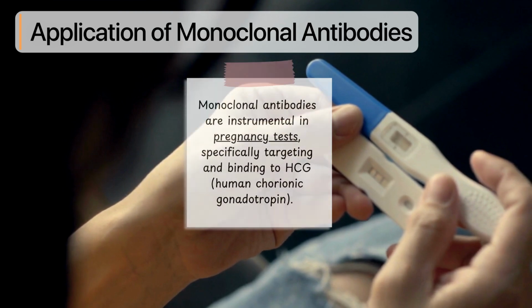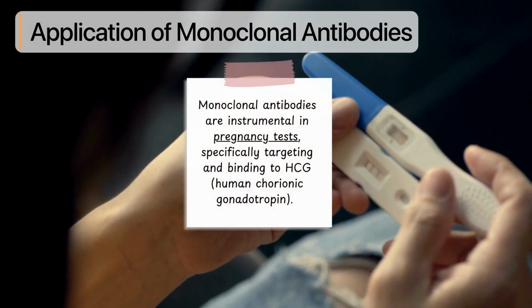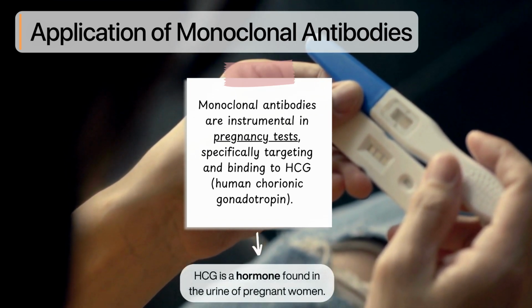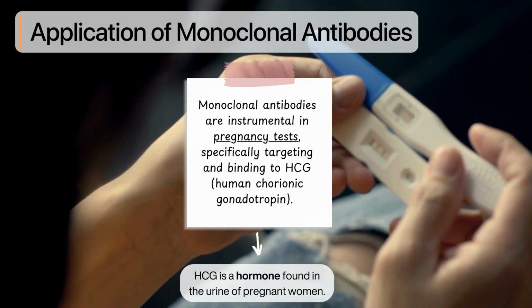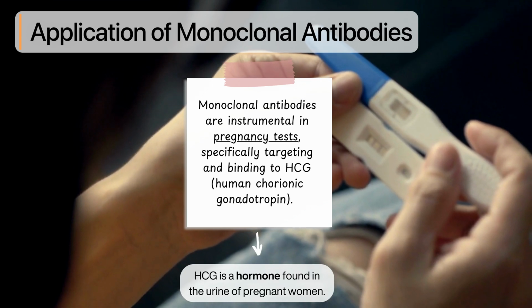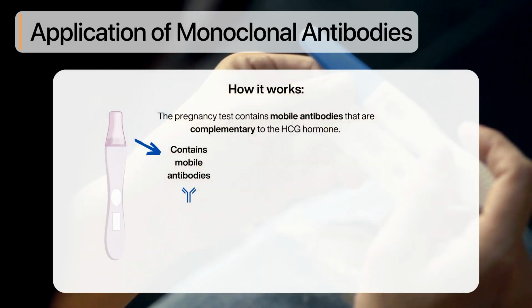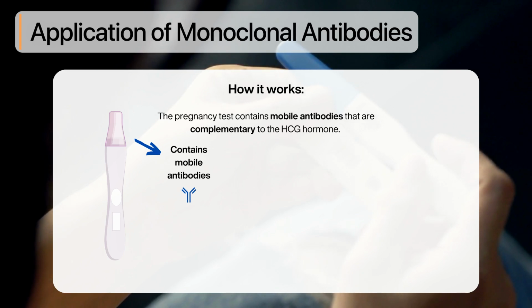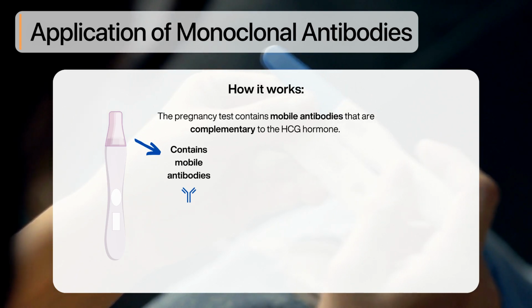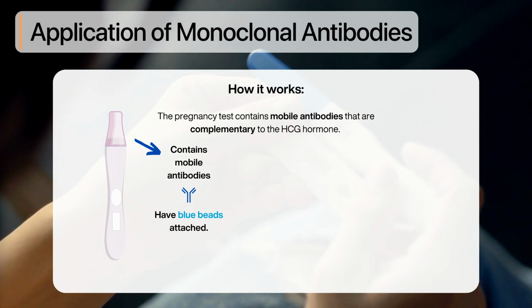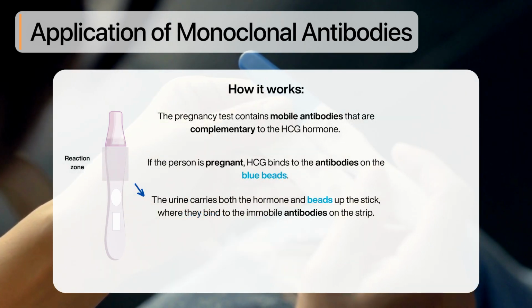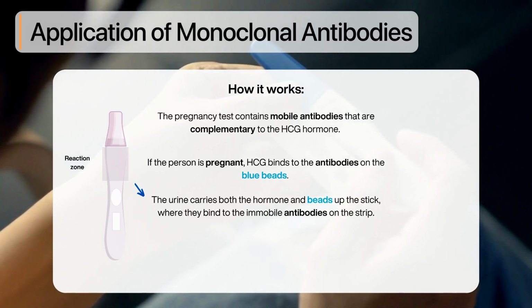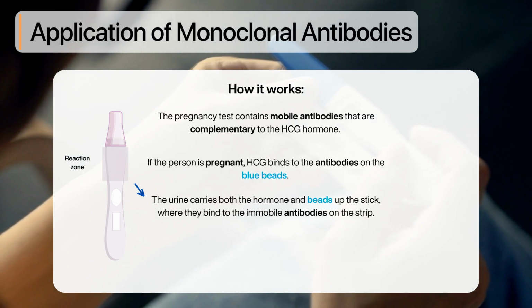Firstly, monoclonal antibodies are instrumental in pregnancy tests, specifically in targeting and binding to a hormone called HCG, human chorionic gonadotropin. HCG is a hormone found in the urine of pregnant people. The part of the pregnancy test stick that people urinate on contains mobile antibodies. These antibodies can move, are complementary to the HCG hormone, and have blue beads attached to them. The test strip section of the pregnancy stick also has immobile antibodies. These immobile antibodies cannot move, but are also specific to the HCG hormone.